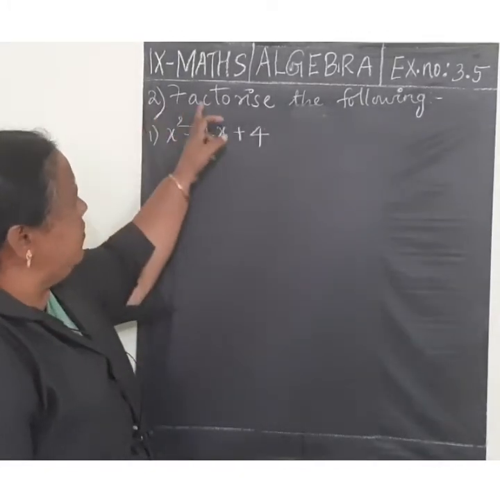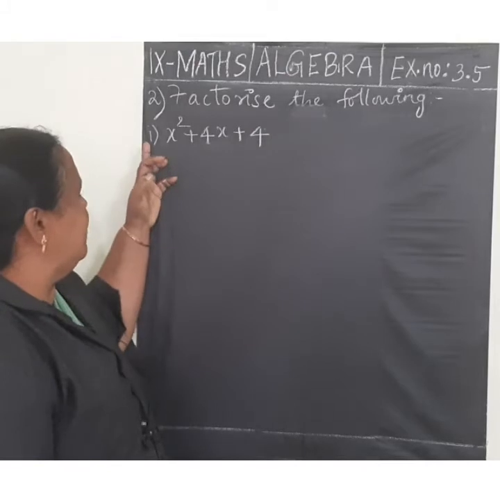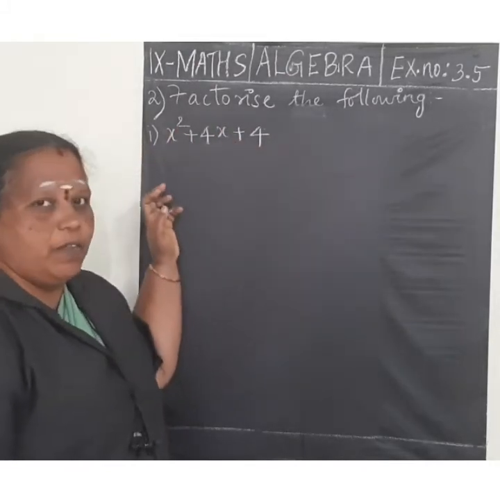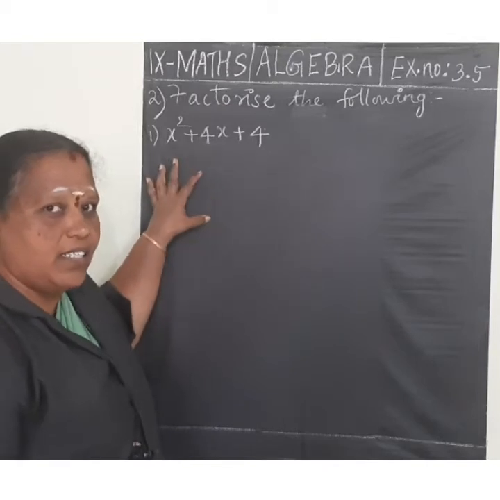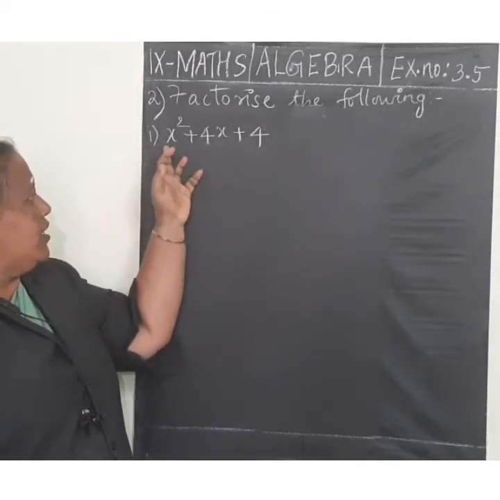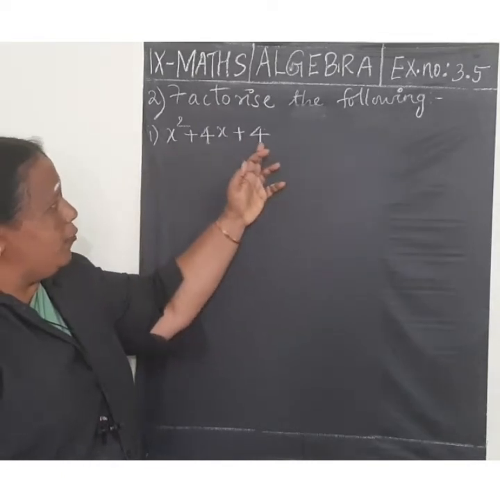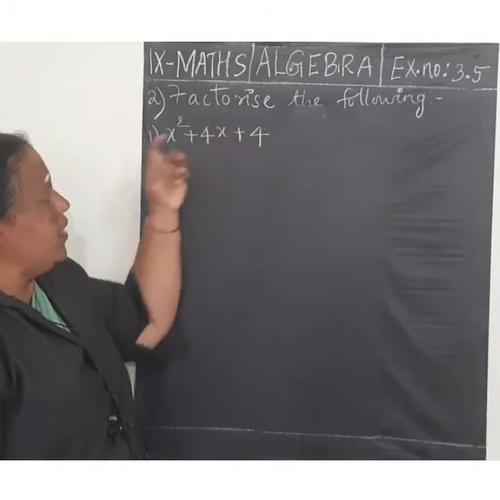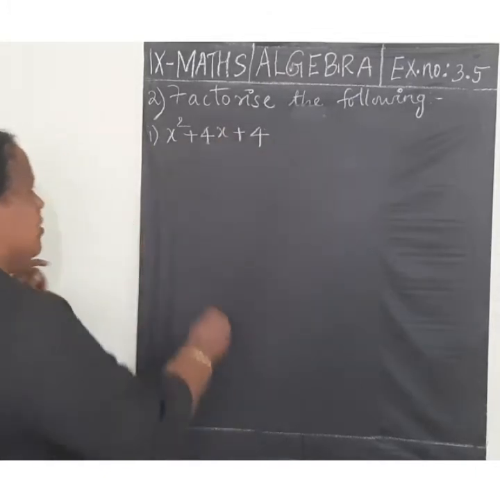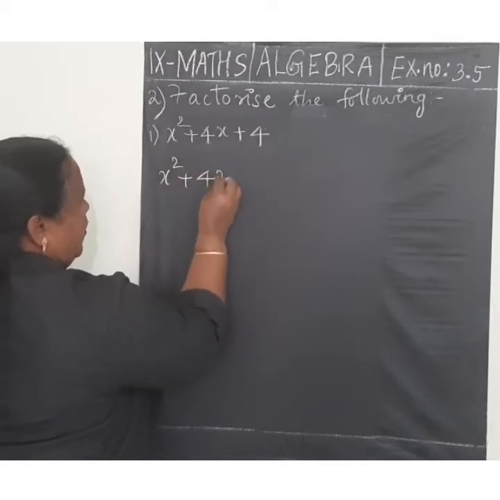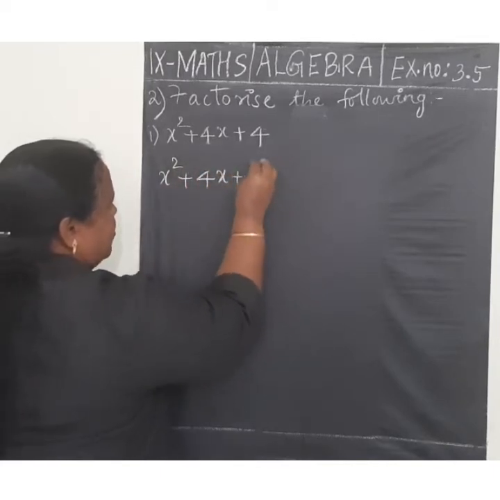Now the second question: factorize the following. First subdivision: x squared plus 4x plus 4. By using an identity we have to factorize this. Which identity do we use here? First we have to think. Here there is an x squared term, and this 4 we can write as 2 squared. So we write x squared plus 4x plus 2 squared.